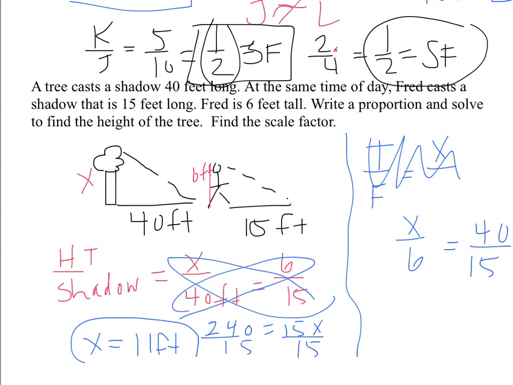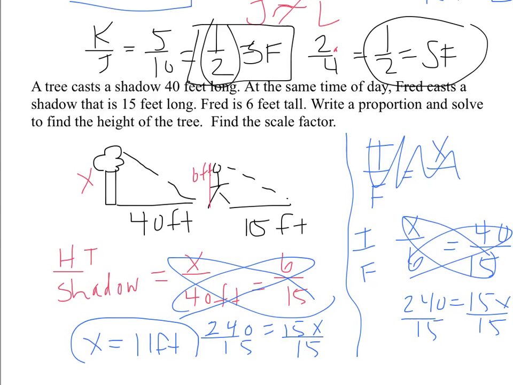So what you did here is x and 40. So everything for the tree is in your numerator, and everything for Fred is in your denominator, which is what I was just saying. So x is the height of the tree, 6 is the height of Fred, 40 is the shadow of the tree, 15 is the shadow of Fred. Okay, so again, you cross multiply. And you get 240 equals 15x, same deal, and you get x equals 16 feet. Okay, so have a good night, and we will see you in class tomorrow.